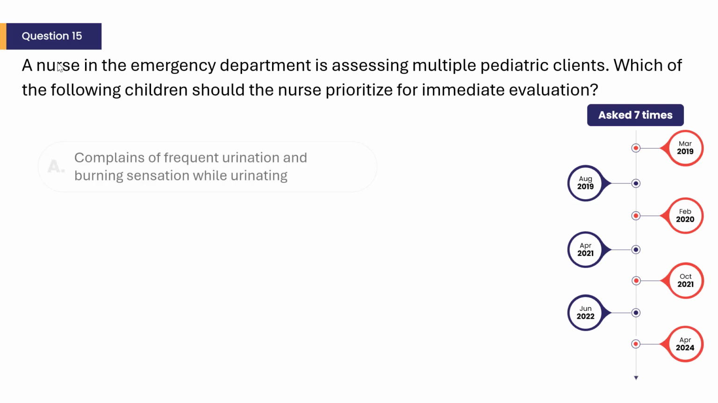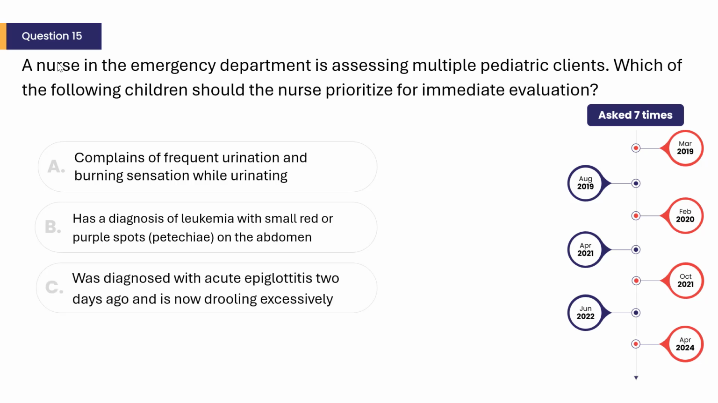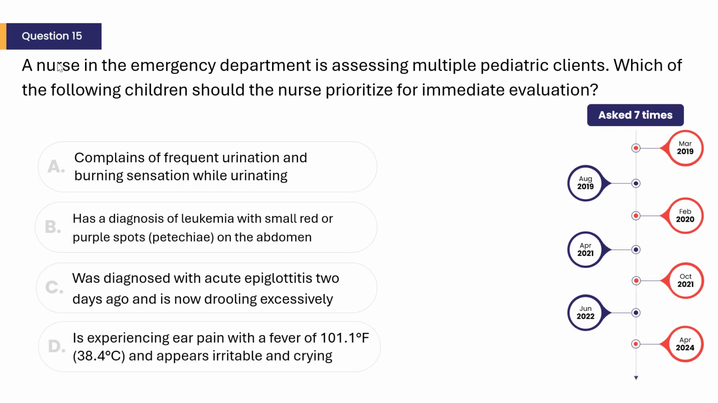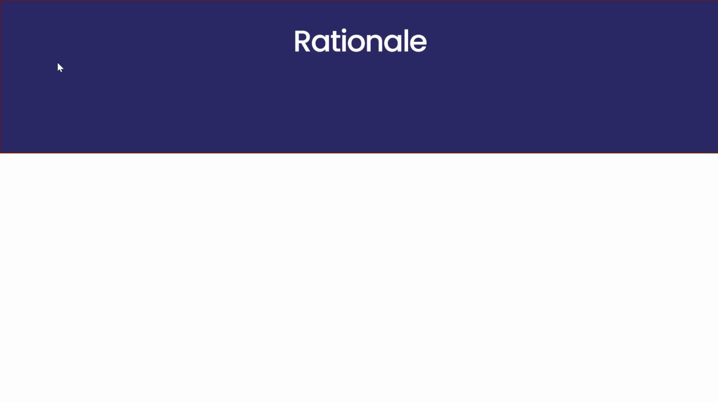A. Complains of frequent urination and burning sensation while urinating. B. Has a diagnosis of leukemia with small red or purple spots, petechiae, on the abdomen. C. Was diagnosed with acute epiglottitis 2 days ago and is now drooling excessively. D. Is experiencing ear pain with a fever of 101.1 degrees Fahrenheit, 38.4 degrees Celsius, and appears irritable and crying. The correct answer is C, diagnosed with acute epiglottitis 2 days ago and is now drooling excessively.